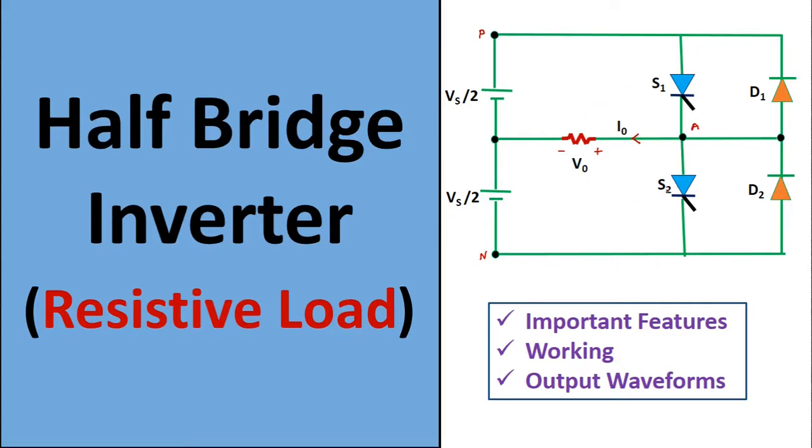This is the circuit diagram of half bridge inverter. Here the load which we are using is a resistive load and two input DC voltage sources, that is Vs by 2 and Vs by 2 we are using, two switches S1 and S2 we are using, and two diodes D1 and D2 are connected in anti-parallel fashion with these switches S1 and S2 respectively.